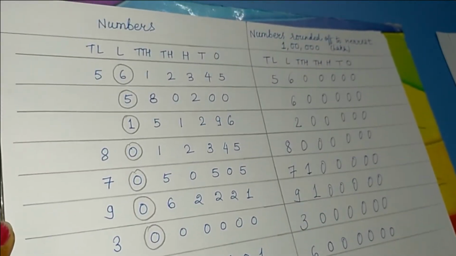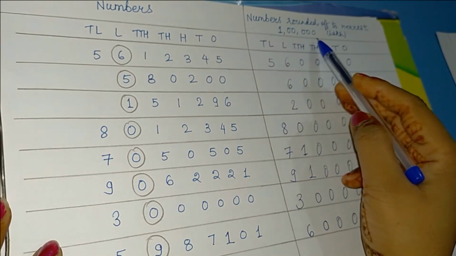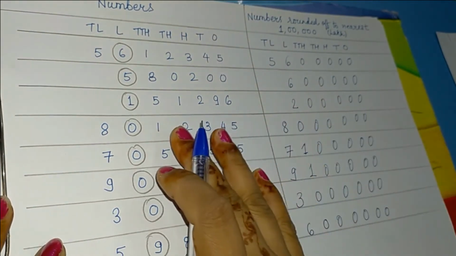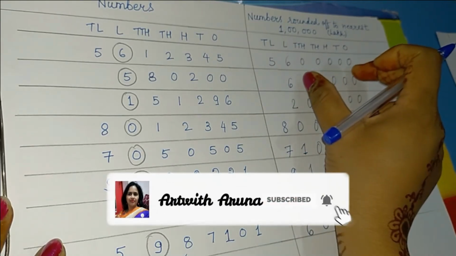Now here you can see that when we round off any number to the nearest lakh, a lakh contains 5 zeros at the right hand side, and whenever we round off a number to the nearest lakh, we also get the last 5 digits as 0.